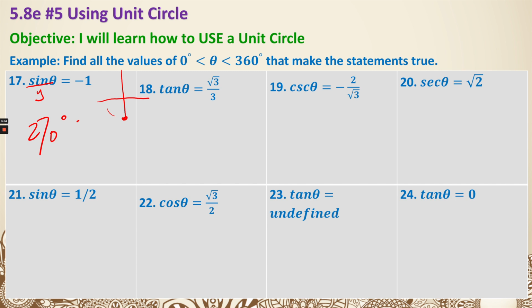Next, tangent is square root of 3 over 3. Remember, for tangent, the first quadrant and the third quadrant are both going to give you positive values.